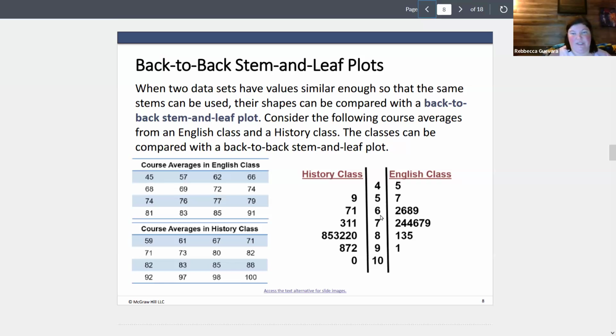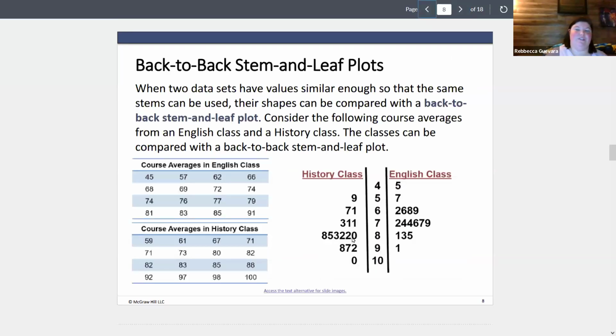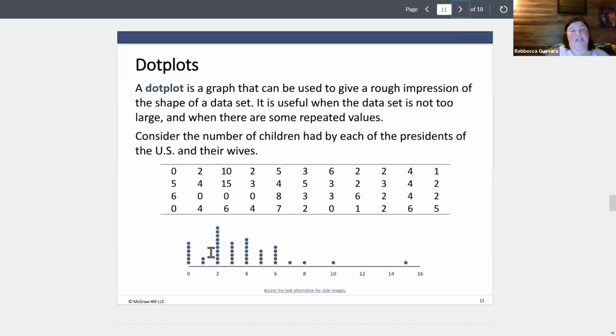Because you look through here, like here in the 80s, there's 0, 2, 2, 3, 5, 8. So there's not a lot of values that we're repeating here. So when we go back to the dot plot, we do have values that repeat a lot. We see we have a lot of zeros here. So that's when we really like these dot plots.